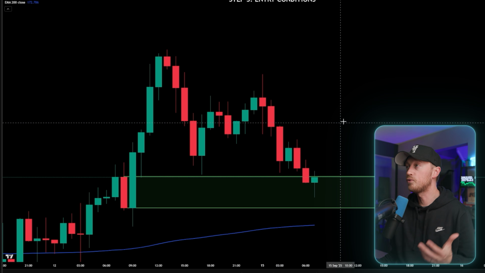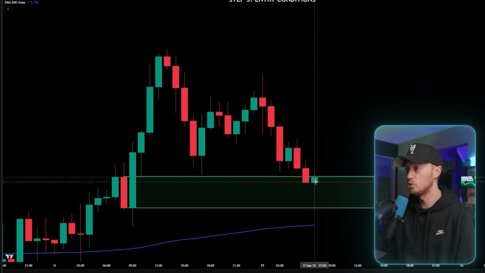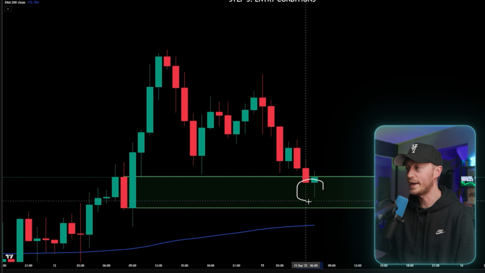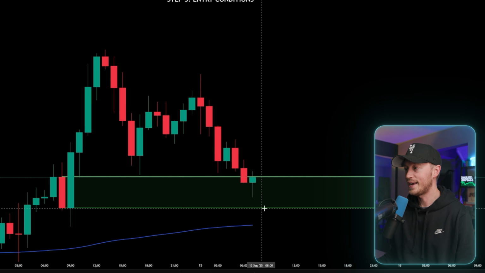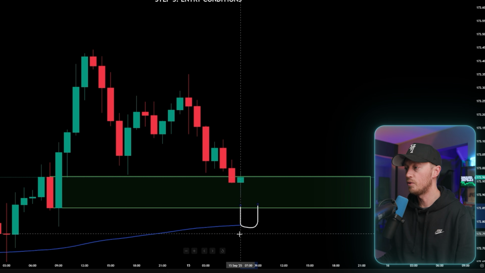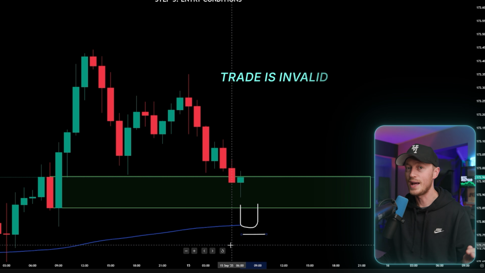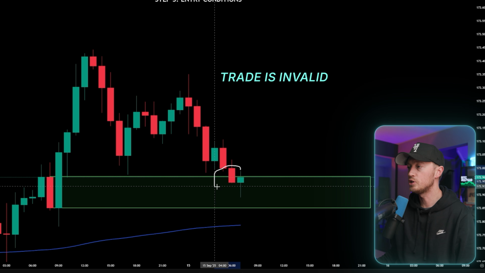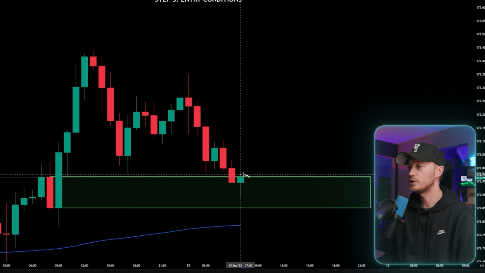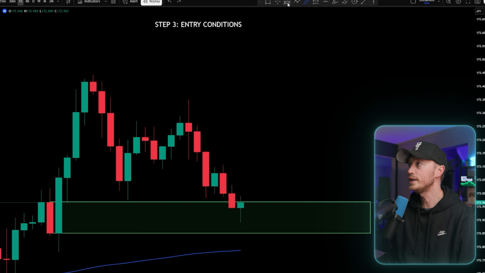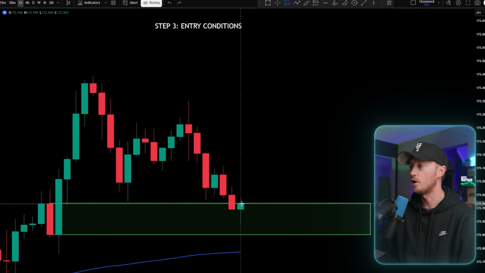The next thing we're looking for is the candle to close in the zone or wick into the zone. We do not want the candle to close beneath the zone. If it does, the trade is invalidated. Now, once we're closed into the zone on this candle, and then we get the positive green candle right here, we can enter our trade right here on that candle.